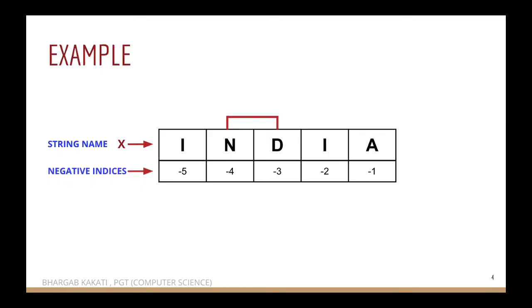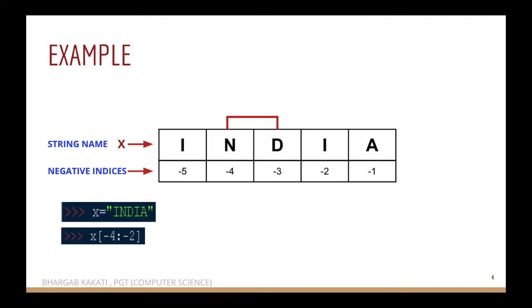Now if I want to use negative indices to slice a string, then also the syntax will be same. For example, if x equals India, if I want to display N and D by negative index, then I'll have to write x[-4:-2]. The same rule will follow that the last index or the upper limit index character will not be displayed. As a result, ND will be displayed in the output screen.